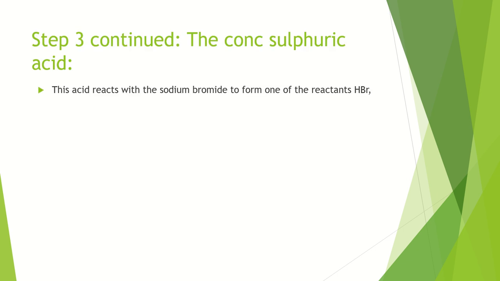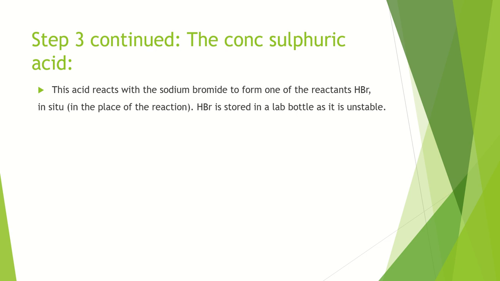Right, next. So once this reaction starts to happen, the sodium bromide will react with the conc sulfuric acid, and that will make your reactant hydrogen bromide. Now, this is probably the first time in A-level chemistry where you haven't just gone to a bottle or a shelf and lifted a bottle off of your reactant. You've actually made the hydrogen bromide in the place of the reaction.